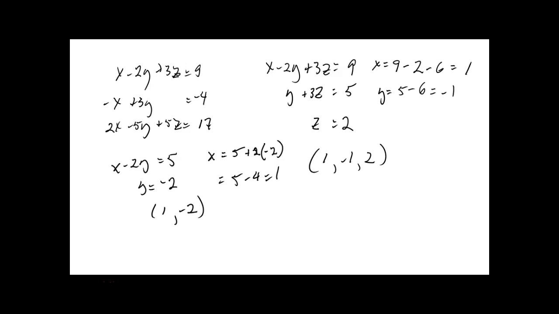Well, we were doing that kind of before, weren't we? What if we multiplied the second equation by 2? Then that would be -2x + 3y = -8. Yeah, that's going to have the same solution.